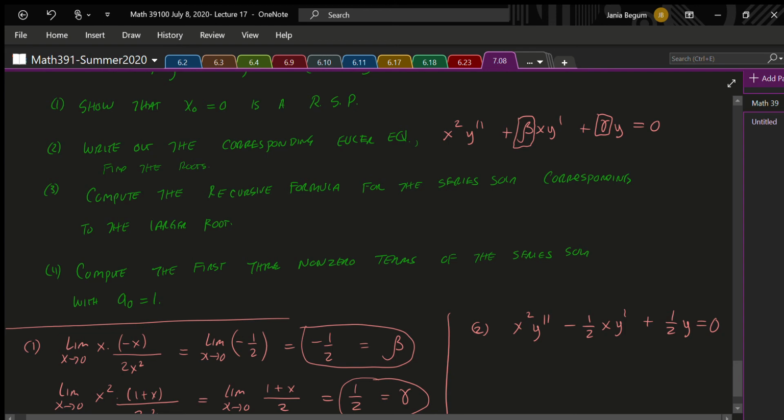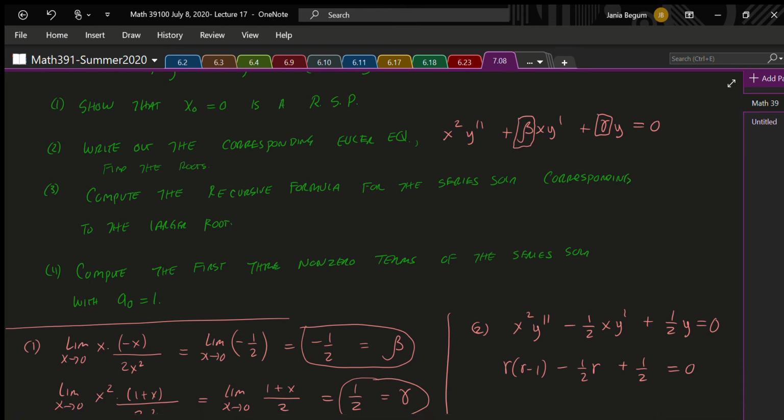Right, so we get r times r minus 1, right? Minus 1/2 r plus 1/2 equals 0. That's the initial equation, or the polynomial corresponding to the Euler equation. We did that last time, so I hope you still remember that. Does this make sense so far? Are you with me?